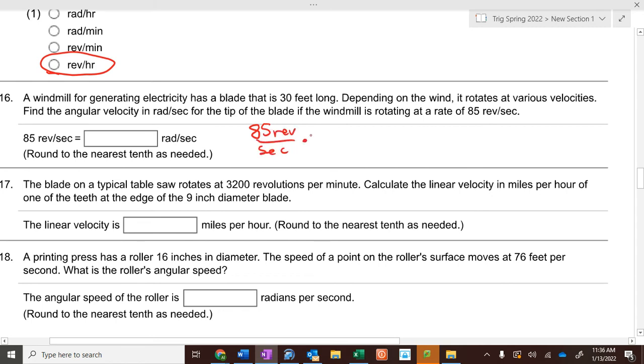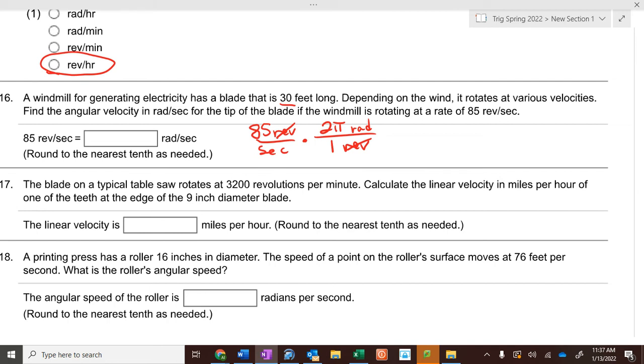What's your next step into finding angular velocity? Do we multiply by 30? Multiply by 2 pi, because there's 2 pi radians in 1 revolution. Revolutions cancel. We're at radians per second. So what do we have this 30 there for? Just to confuse you. So don't get confused if they put in extra information.